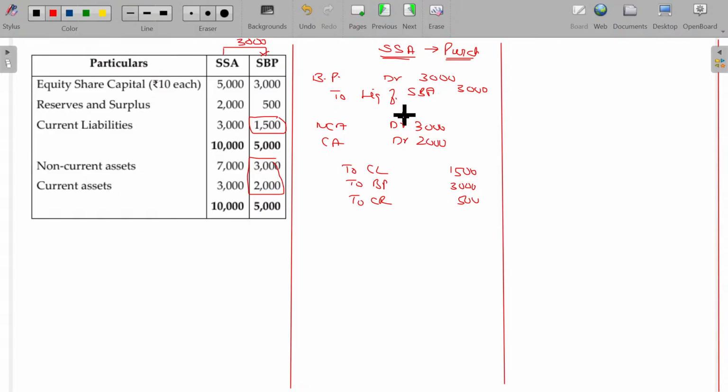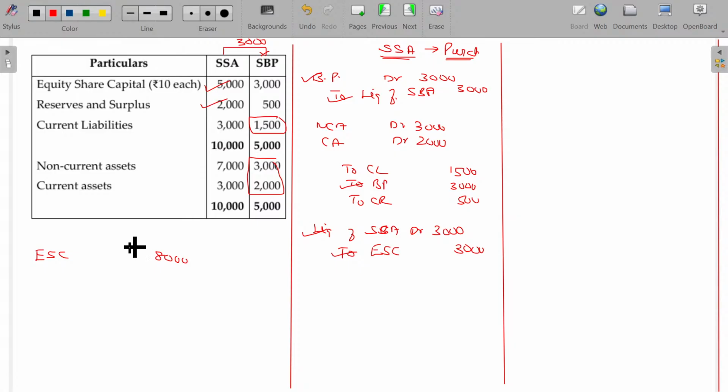The next entry being settlement to the liquidator. In case of settlement, liquidator of SBB account debit, and how do we make the payment? To equity share capital of our company, 3,000. That's all. Now we can prepare the balance sheet. Equity share capital earlier 5,000 and now here is 3,000, 8,000. Business purchase debit and credit got eliminated, liquidator credit and debit got eliminated. Rest of the items are going to be shown.